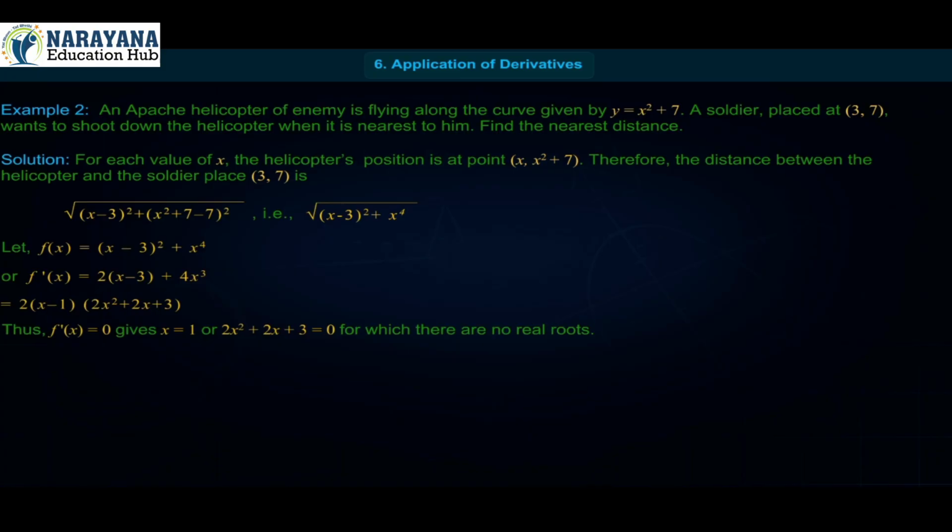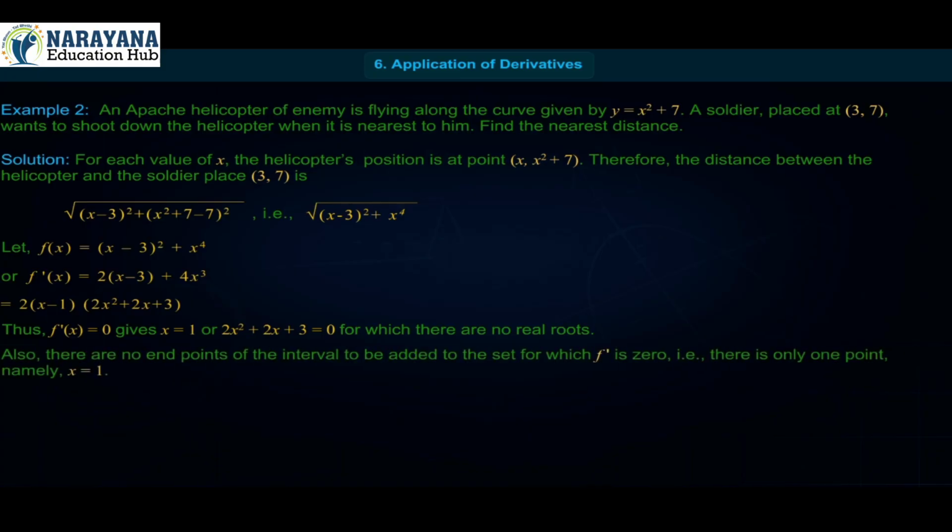Thus, f dash of x is equal to 0 gives x is equal to 1, or 2x square plus 2x plus 3 is equal to 0, for which there are no real roots. Also, there are no endpoints of the interval to be added to the set for which f dash is 0. That is, there is only one point, namely x is equal to 1. The value of f at this point is given by f of 1 is equal to 1 minus 3 whole square plus 1 raised to 4 is equal to 5.